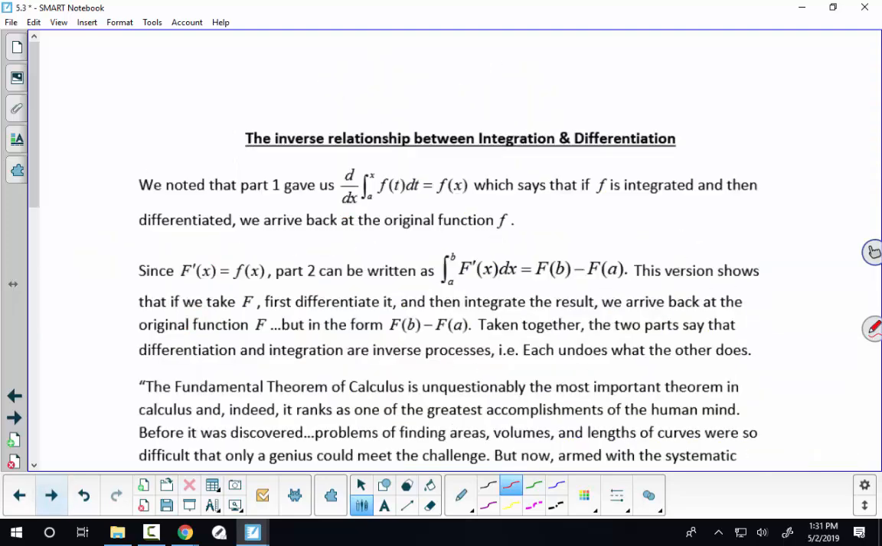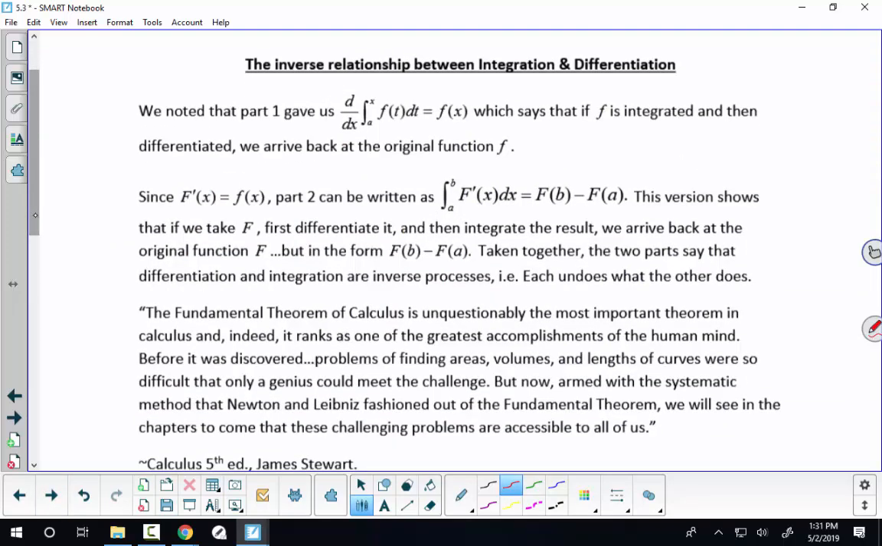Okay. On the last page here, I just wanted to mention the connection between the first part of the fundamental theorem and the second part. The first part gave us that the derivative of the area function with respect to t was the function with respect to x, which says that if f is integrated and then differentiated, we arrive back at the original function. So derivative and antiderivative are inverse operations of one another. But since we're using the notation capital F for the antiderivative of f, let's just make that note.